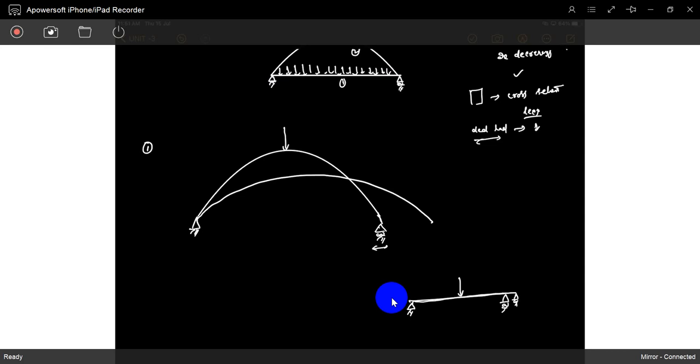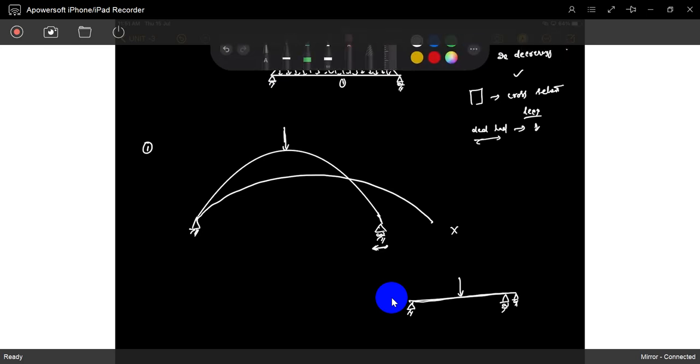if it is an arch and you provide a roller, just if you apply a load, it will move on. Understood? Because the load is applied like this, the moments are arising. So we can't apply like this. Compulsorily we have to provide hinge joints, both hinge joints, not roller joints. Understood? Okay, that's it.